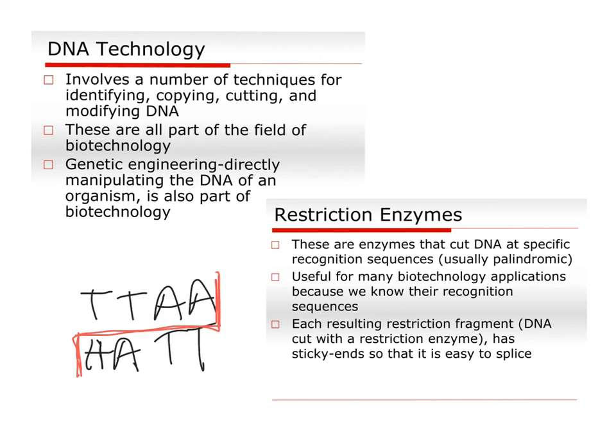Now what you've got are these open hydrogen bonds, right? These hydrogen bonds have been broken, and they would be opened up when the cut occurs here and here. And that's why they're called sticky, because those hydrogen bonds are available for other things to stick onto them. So it's easy to splice pieces of DNA together so that they stick.